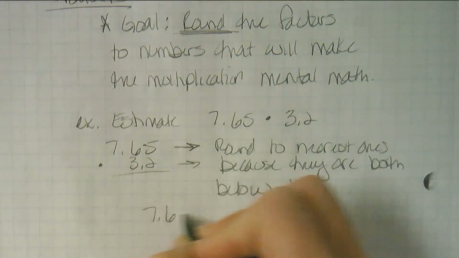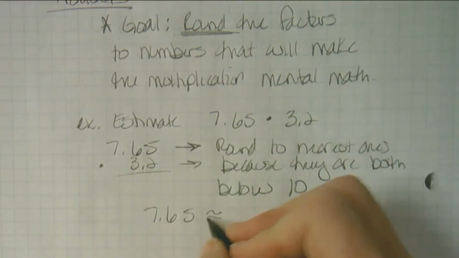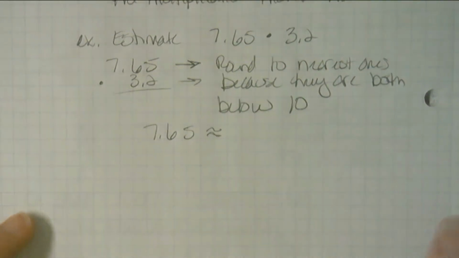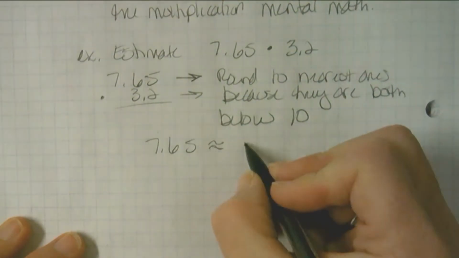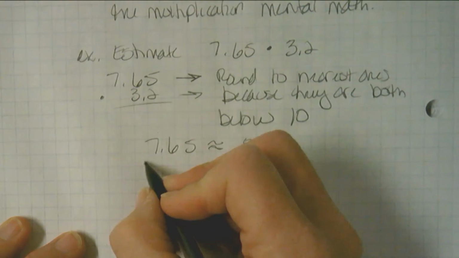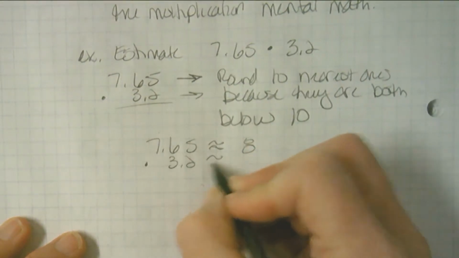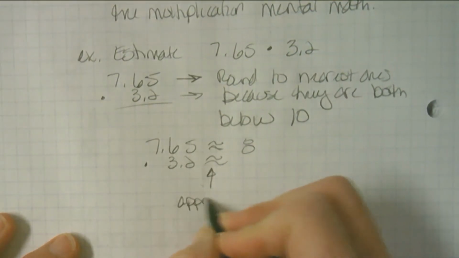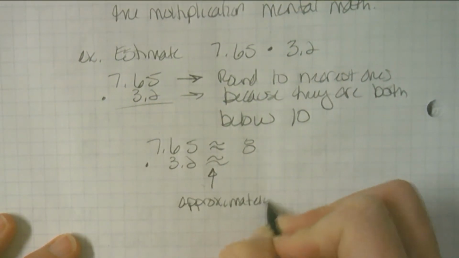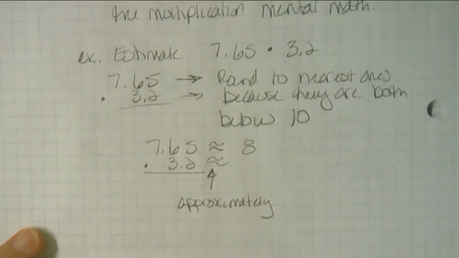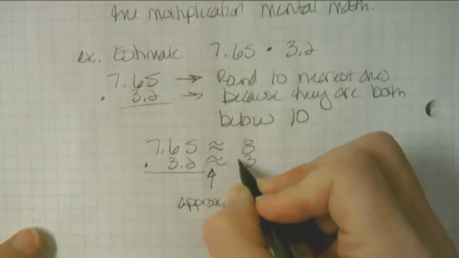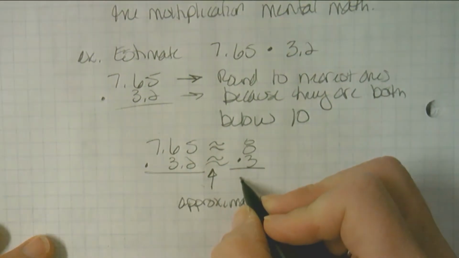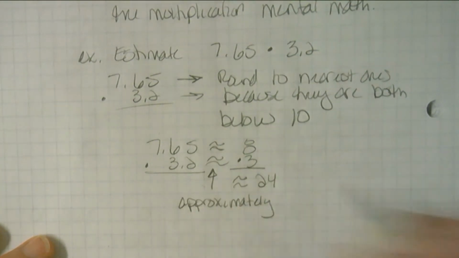All right, so 7.65. What is that? A squiggly equal sign means approximately. What is that rounded? Kira? Yep, I would say 8 times 3.2. What is that approximately? So this squiggly equal sign means approximately. What would I round that to? Alex? Yeah, I would say 3. Alright, so we're multiplying. So our answer is approximately 24.